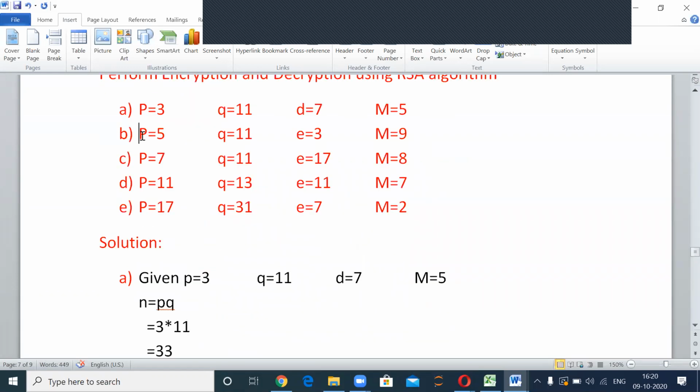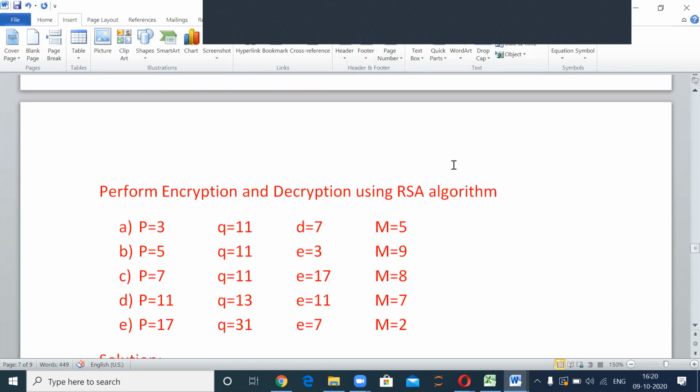Similarly, we have to solve the remaining one also, which is similar to this one, for the P, Q, E, and M. For this type, I have to solve two problems. For this P, Q, D, and M type, I am solving one problem. This is about the RSA algorithm.